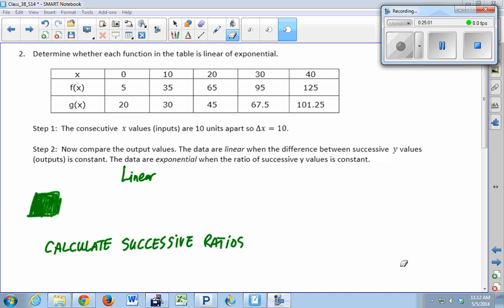So which one of these functions is linear and which one is exponential? Cooper? So f is linear, the function f is linear, and that leaves the function g as exponential. Okay. So let's take a look at how you determined that. So what did you do to determine which one was linear and which one was exponential? What process did you go through? Austin, what did you do?